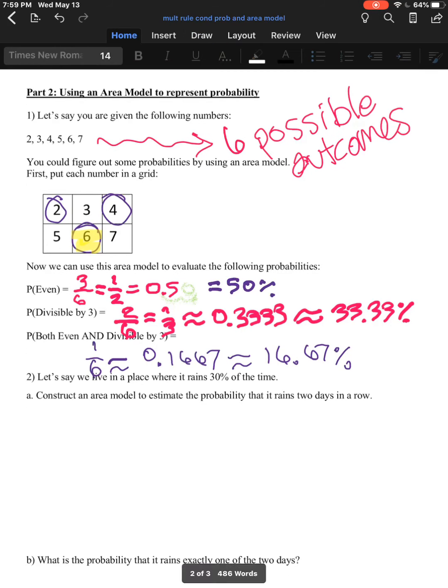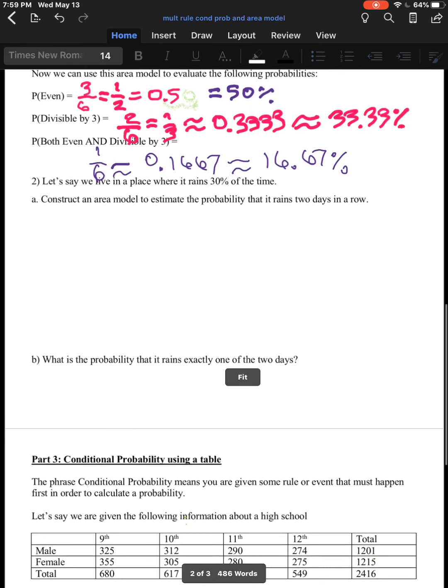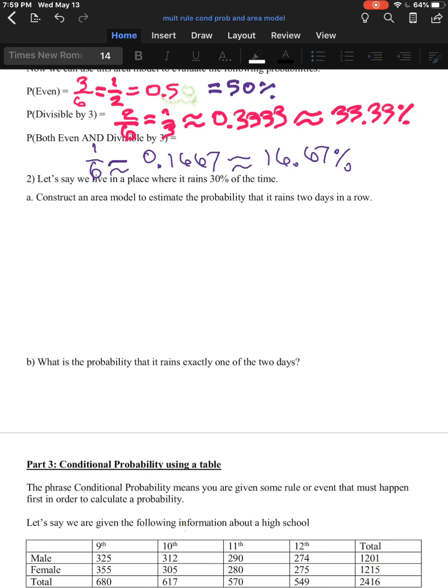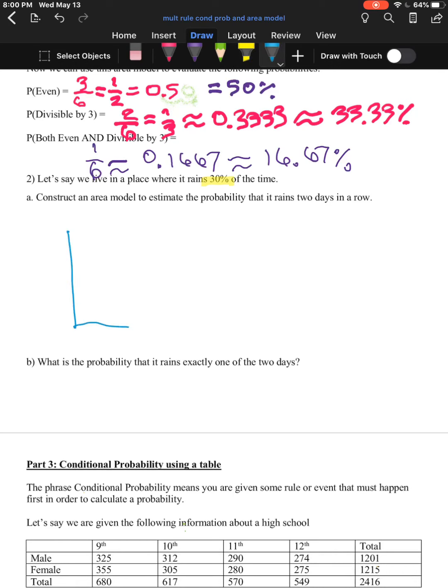And moving on to the final example, let's say we live in a place where it rains 30% of the time. Construct an area model to estimate the probability that it rains 2 days in a row. 30% of the time is important. 2 days in a row means it has to land on that 30% twice. We're going to use an area model in order to recreate our situation.